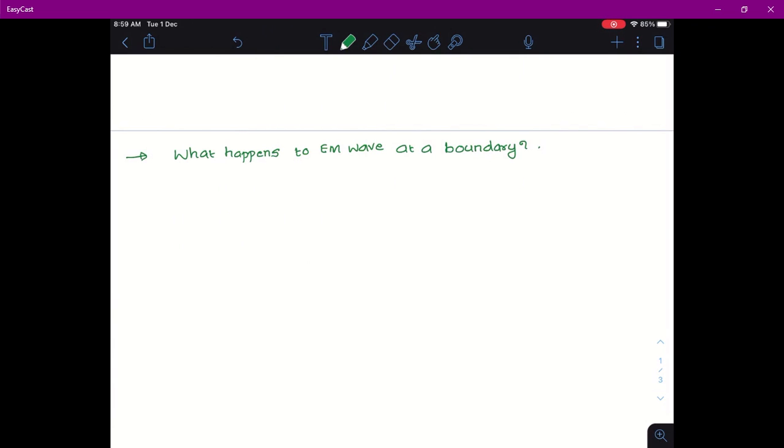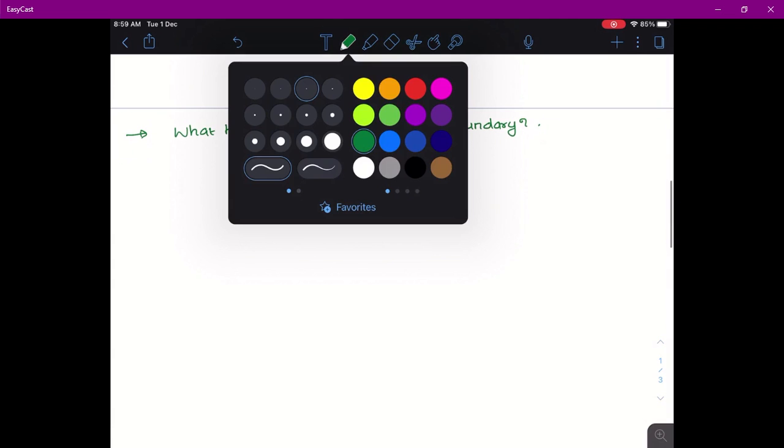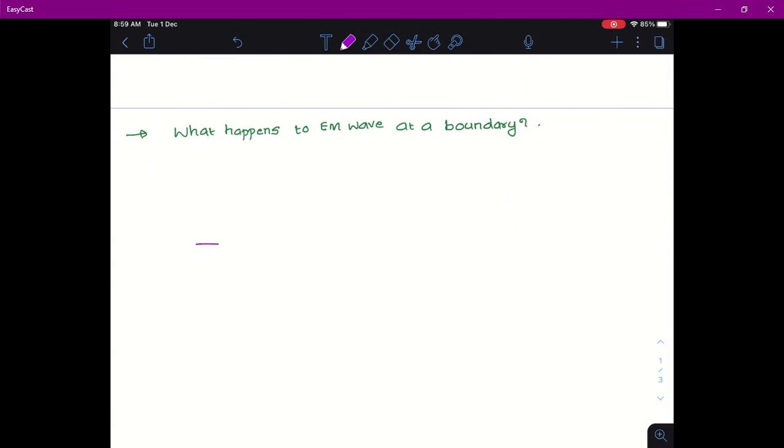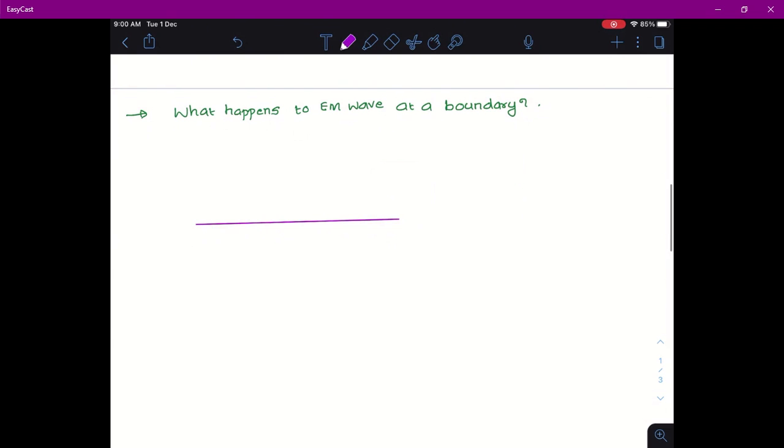Or what is the relation between electric fields at both sides of the boundary? What is the relation between magnetic fields at both sides of the boundary? This we have actually already seen in our derivations of boundary conditions of electric and magnetic fields. So we will use those boundary conditions here. Or let me draw it in a much easier way.